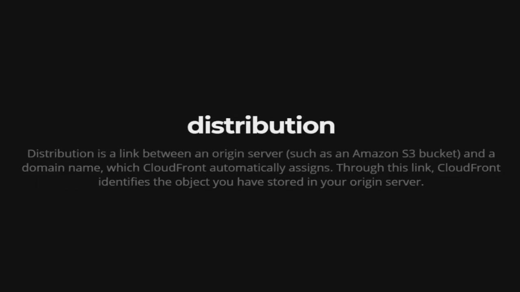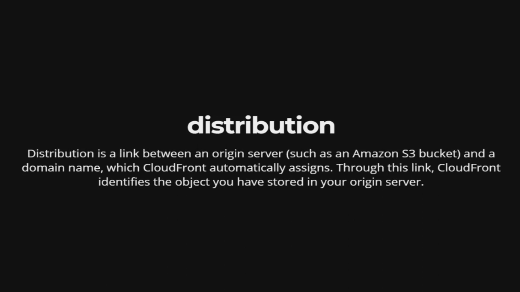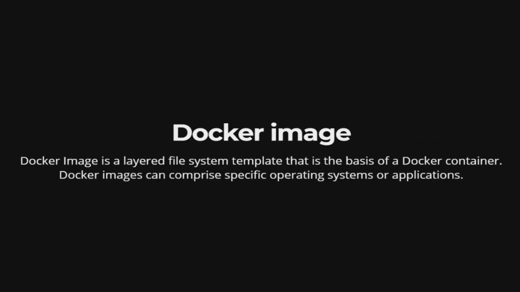Distribution. Distribution is a link between an origin server, such as an Amazon S3 bucket, and a domain name, which CloudFront automatically assigns. Through this link, CloudFront identifies the object you have stored in your origin server. Docker image. Docker image is a layered file system template that is the basis of a Docker container. Docker images can comprise specific operating systems or applications.